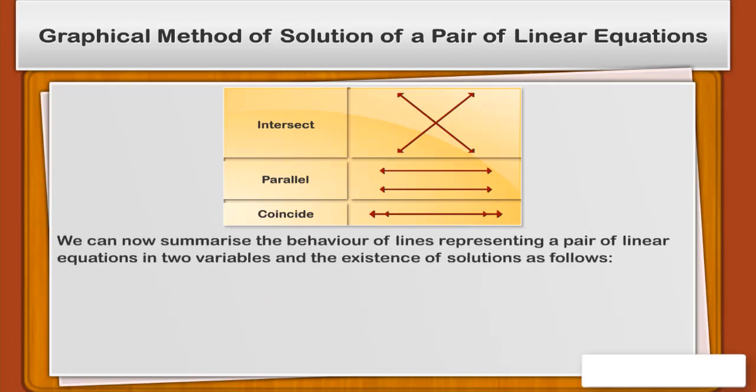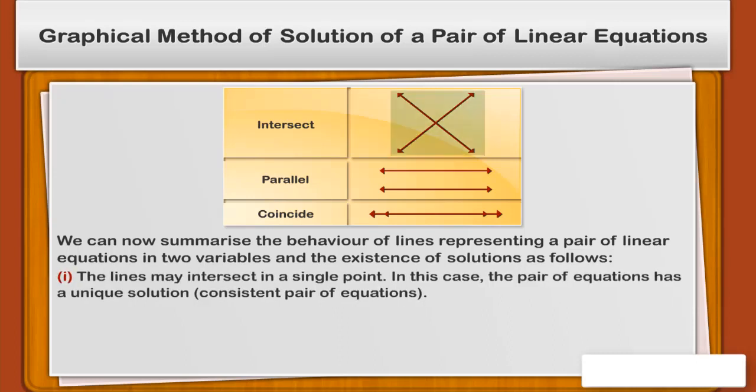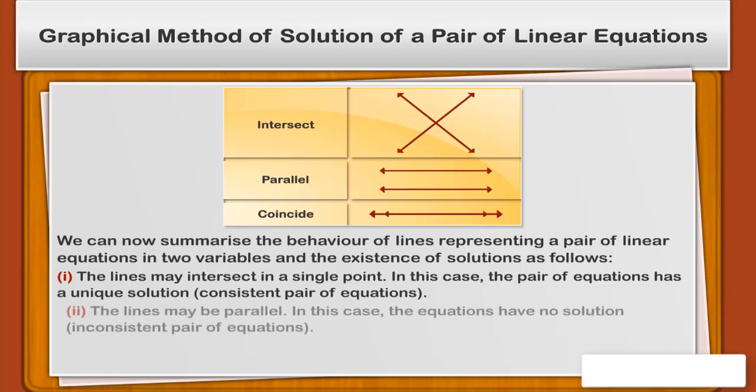We can now summarize the behavior of lines representing a pair of linear equations in two variables and the existence of solutions as follows. 1. The lines may intersect at a single point. In this case, the pair of equations has a unique solution. Consistent pair of equations.